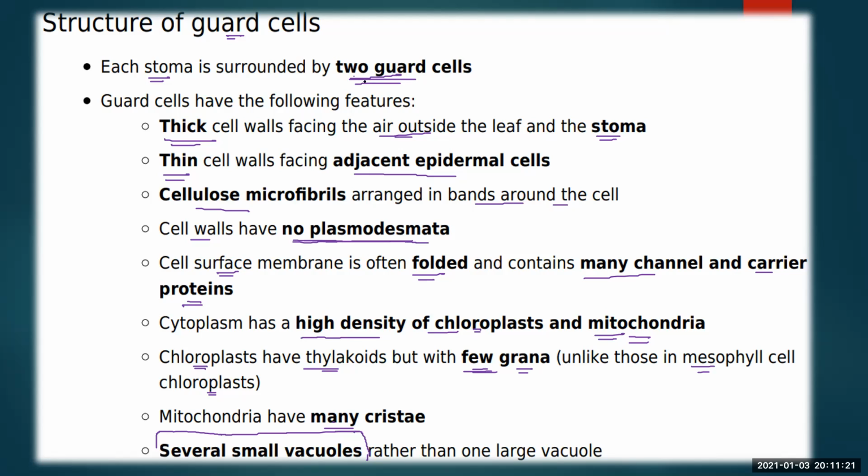So each stoma is surrounded by two guard cells. The thick cell walls are facing the stoma. The thin cell walls are facing the adjacent epidermal cells. They have cellulose microfibrils. Cell walls have no plasmodesmata. The cell surface membrane is often folded and contains many channel and carrier proteins. The cytoplasm has a high density of chloroplasts and mitochondria. Chloroplasts have thylakoids, but few grana. Mitochondria have many cristae and several small vacuoles rather than one large vacuole. So this is the structure of a guard cell.